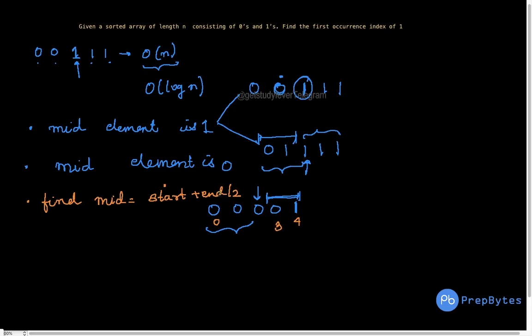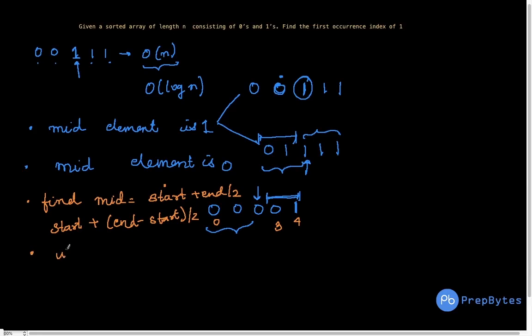And one more thing I would like to tell you is that it's always better to keep the calculation of mid as start plus end minus start by 2, because this to some extent avoids the integer overflow. Again, we have explained this while talking about binary search, so make sure you watch that as well. Okay, we'll proceed further. So we'll calculate mid.